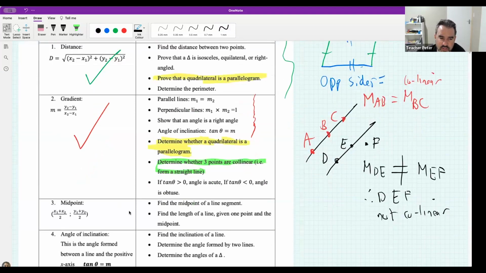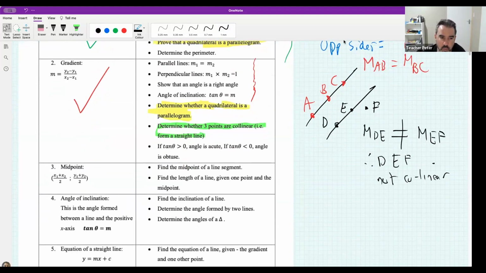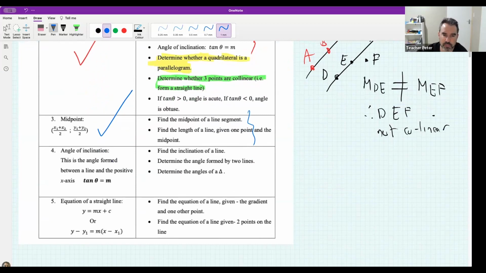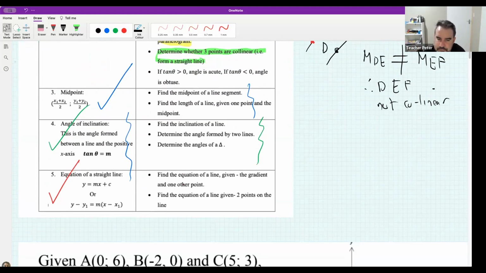And then reviewing this topic, something else that we did was the midpoint formula. So knowing how to find the midpoint of lines and line segments. We also spoke quite a lot about the angle of inclination. And how do we find the angle of inclination and the angle between two lines and so on. And then the final thing we did was the equations of straight lines. So those are the major areas that we're going to keep on going with tonight.